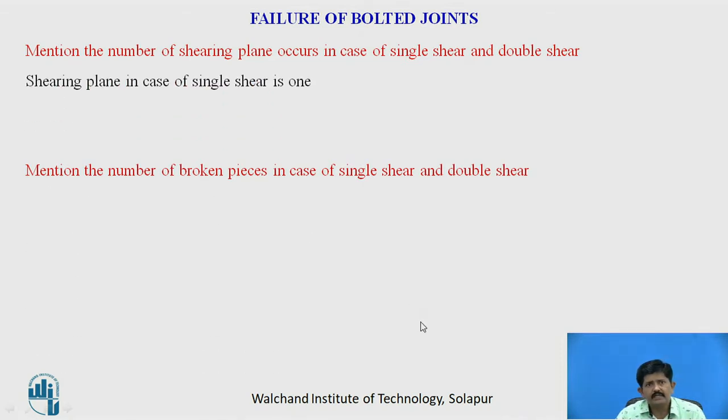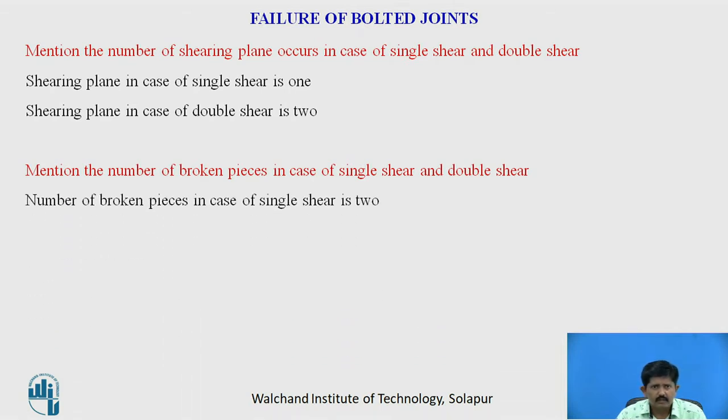The shearing plane in case of single shear is 1 and the shearing plane in case of double shear is 2. The number of broken pieces in case of single shear is 2, whereas the number of broken pieces in case of double shear is 3.